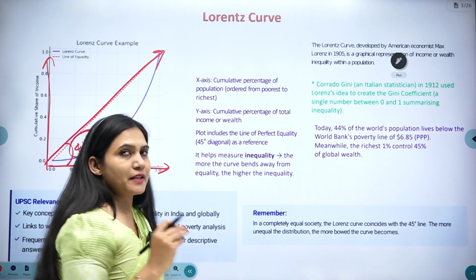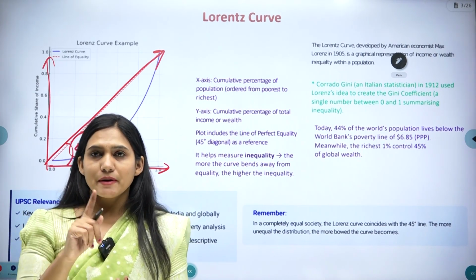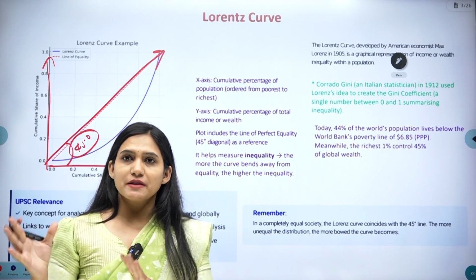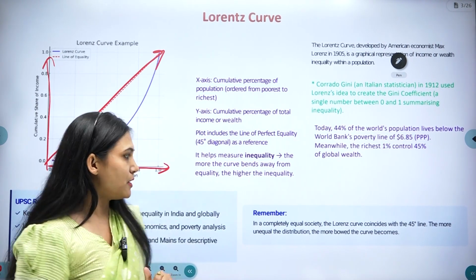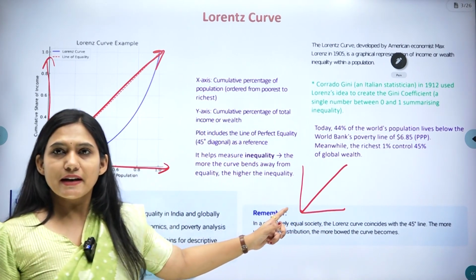For example, if I want to distribute 100 rupees among 100 people, so one person will get 1 rupee if 100 rupees are equally distributed among 100 people. So its graph will be in this way, right?